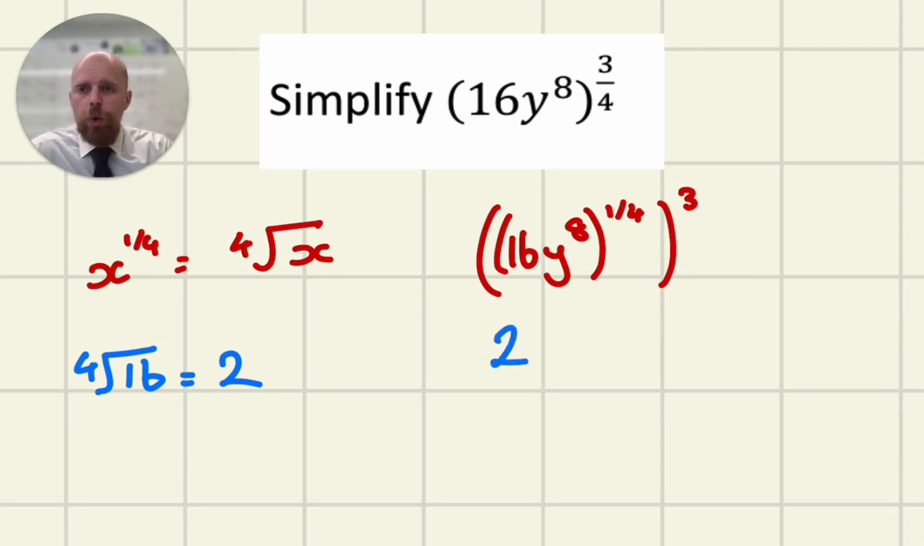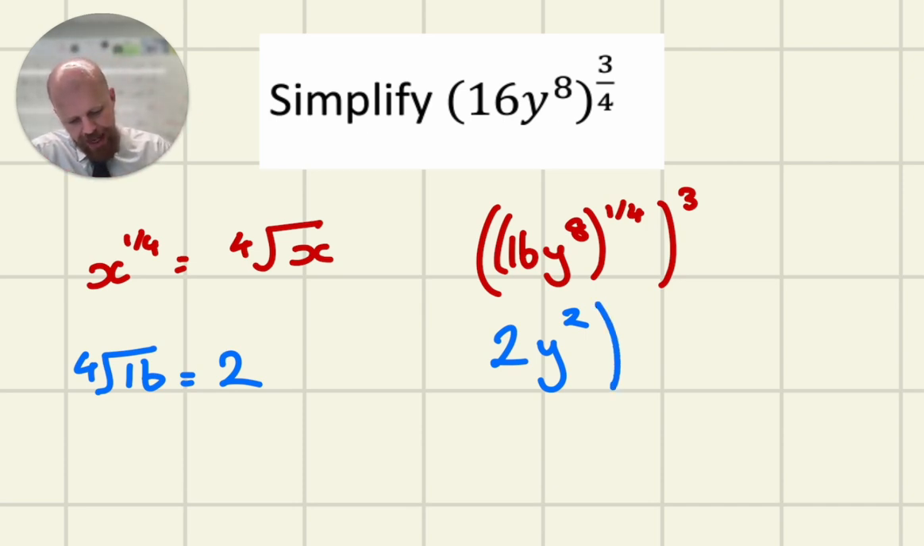And now we're going to look at the y to the power of 8, and we're raising that to the power of a quarter. Remember, when we're in brackets, we multiply the powers. So I'm going to multiply the 8 and the quarter together. 8 times a quarter is 8 divided by 4, which is 2. So we have 2y squared. And that's effectively done the inside bit raised to the power of a quarter.